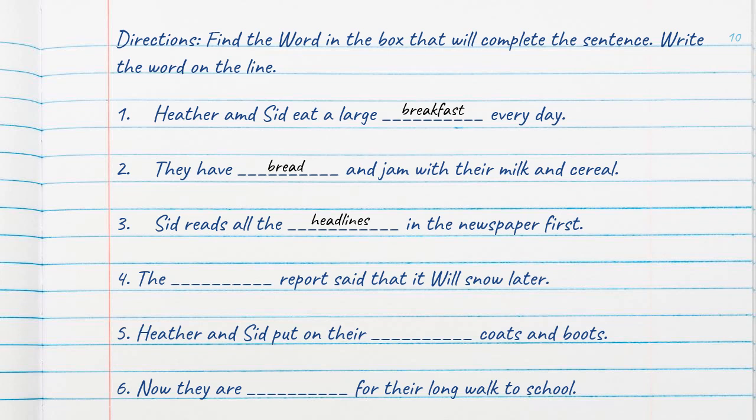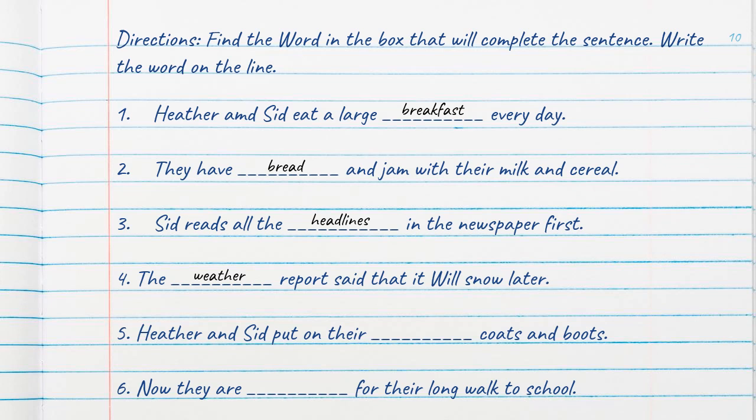Number 4. The report said that it will snow later. We usually hear this report on the news or on TV. Weather, that's right, the weather report. It tells us how it's going to be the weather today or later.